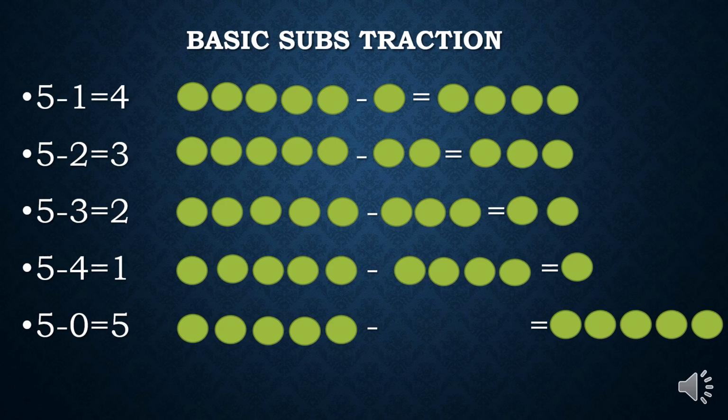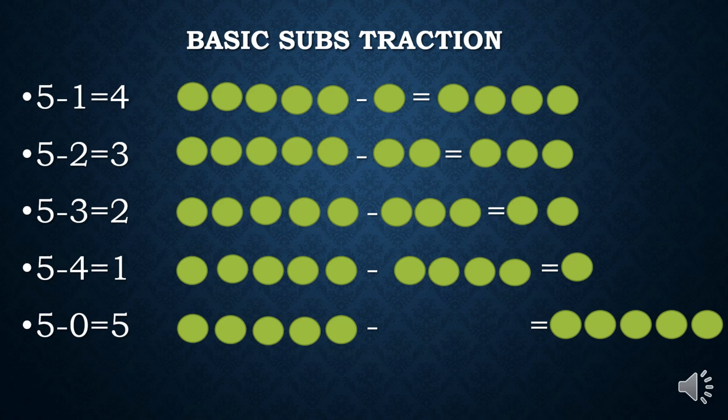5 minus 3 is equal to 2. 1 circle, second circle, third circle, fourth circle, fifth circle, minus 3 circles is equal to 2 circles.